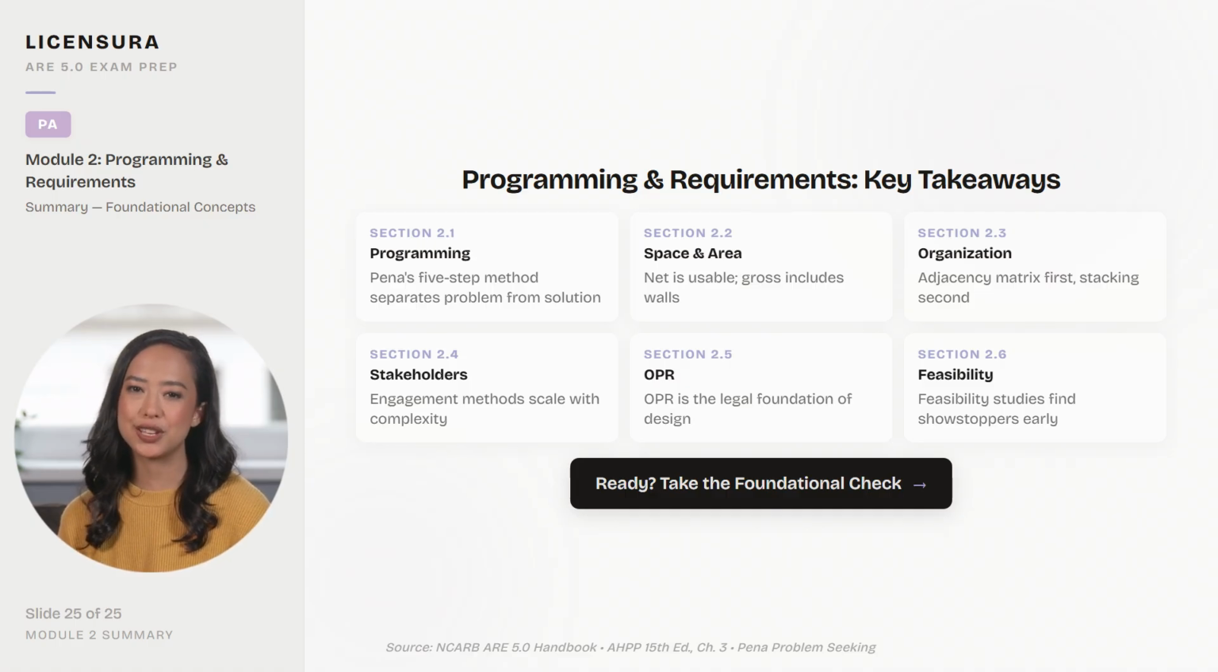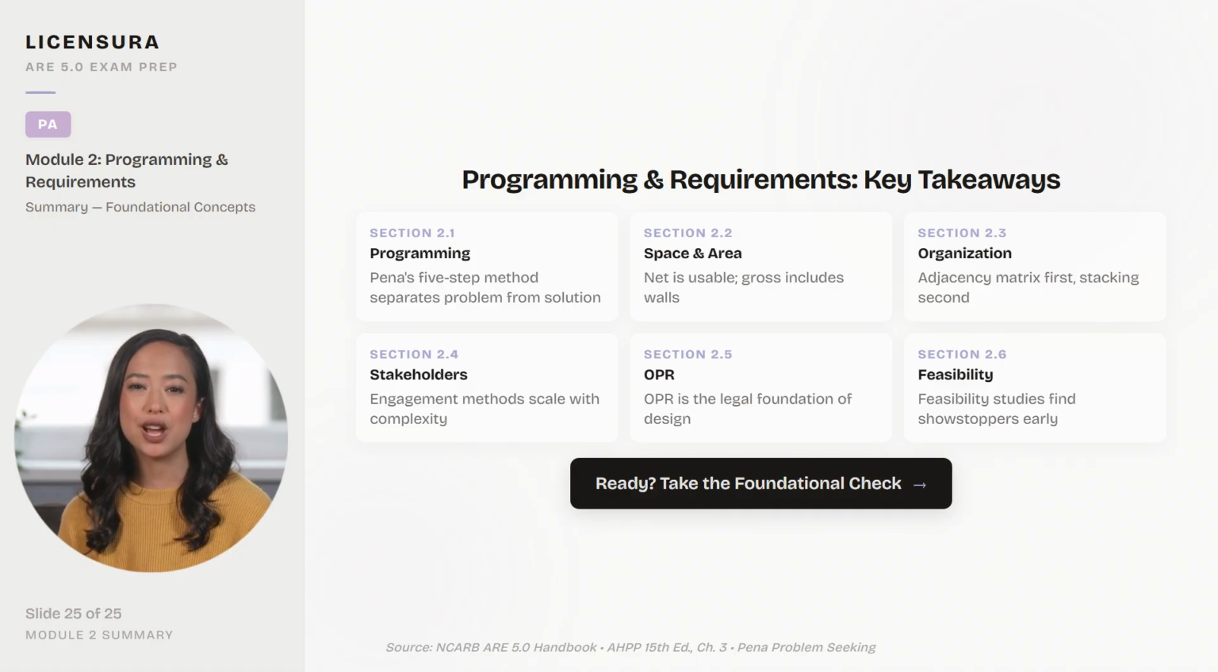Section 2.4, Stakeholders. Engagement methods scale with complexity. Silent stakeholders become project killers. Section 2.5, OPR. OPR is the legal foundation of design. Performance criteria bind outcomes, not methods. Section 2.6, Feasibility. Feasibility studies find showstoppers early. Adaptive reuse tests the shell before the program.